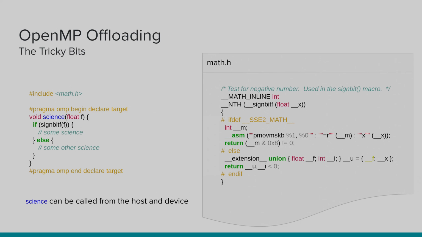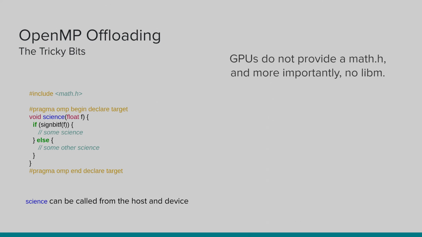So you basically have 2 different versions of this function for the host and the device. And you have to be careful about what to do. And this is only one of the problems. The other problem is GPUs actually don't come with a math.h. They don't even come with a libm, like the math library.